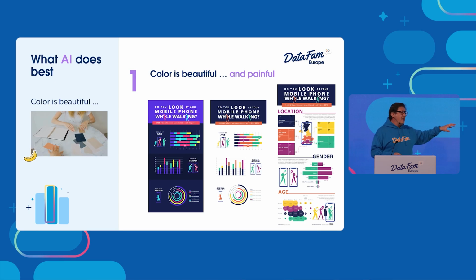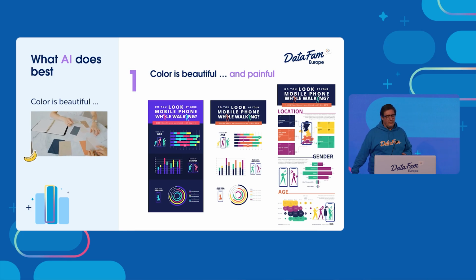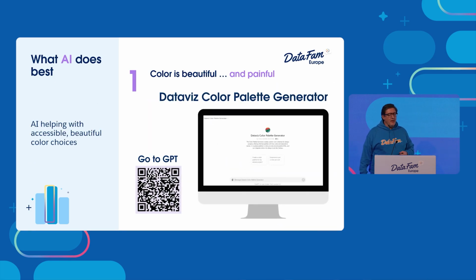Now, my friend ChatGPT is really, really good at that. It helps me brainstorm. We can ask which are the pros and cons for each one of them. Now, the DataVis Color Palette Generator is there. You can access it via ChatGPT. This link will be there as well when you download everything.